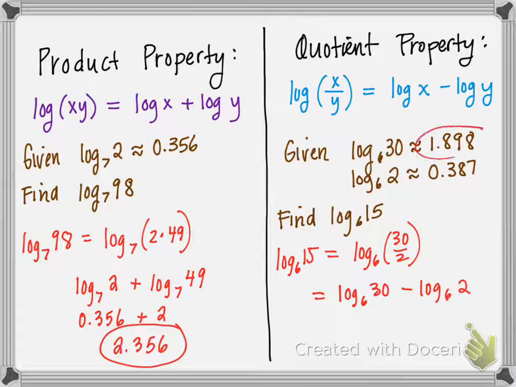Log base 6 of 30, they gave me that. It's 1.898. And log base 6 of 2, they also gave me that. It's 0.387. So if I subtract these, I get 1.511.